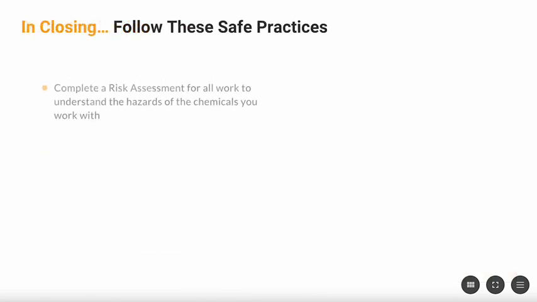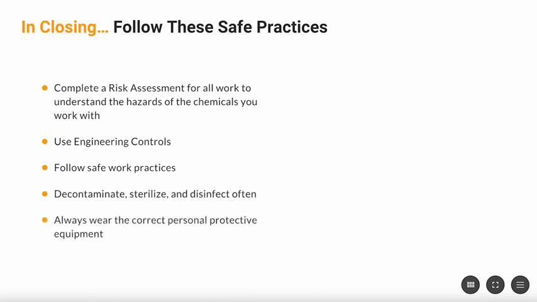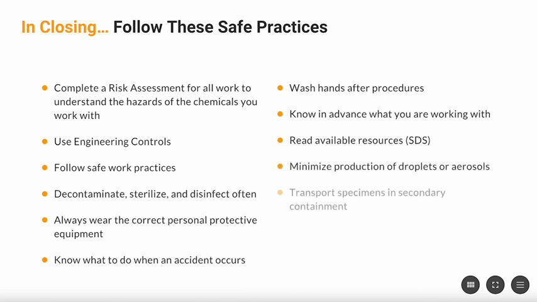In closing, to ensure a safe laboratory environment, it's important to follow these safe work practices. Understanding the hazards of the materials you work with through risk assessment. Using appropriate engineering controls to reduce or eliminate hazards. Following established safe work practices and standard operating procedures, SOPs. Regularly decontaminating, sterilizing, and disinfecting equipment and surfaces. Wearing the appropriate personal protective equipment, PPE.